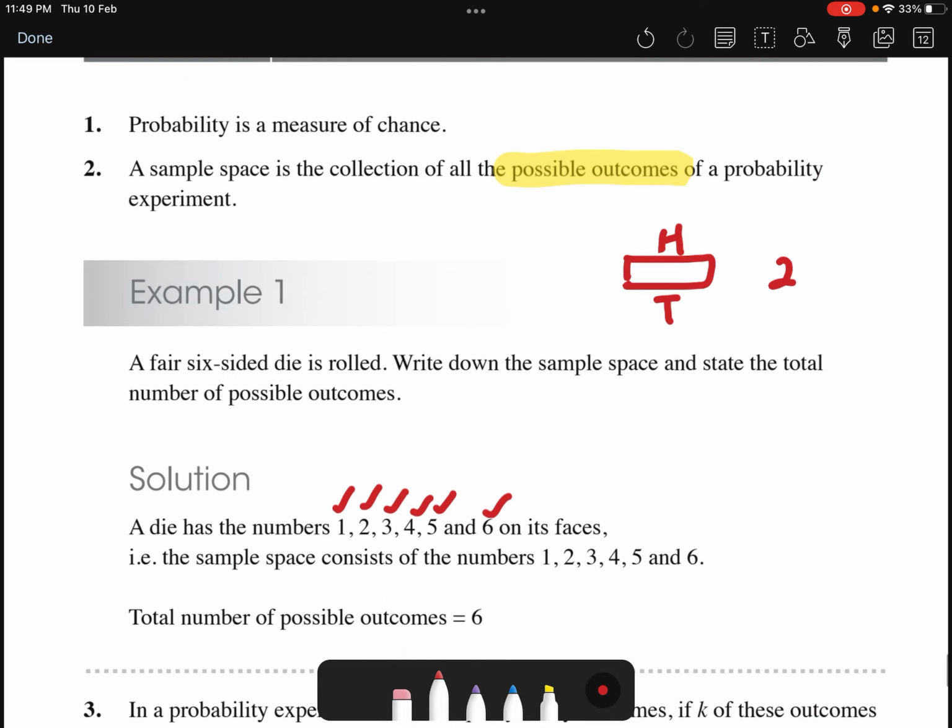Another example, a coin. If I toss a coin, what is the sample space of a coin? We can only have head and tail. So there will be 2 possible outcomes. For sample space, it's just a terminology. You do not need to worry too much.